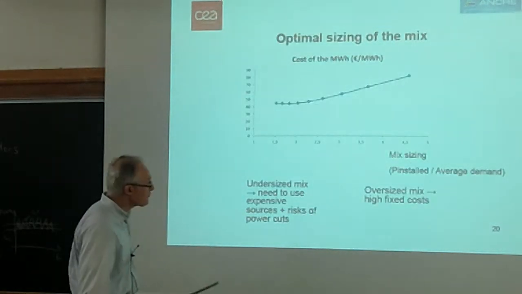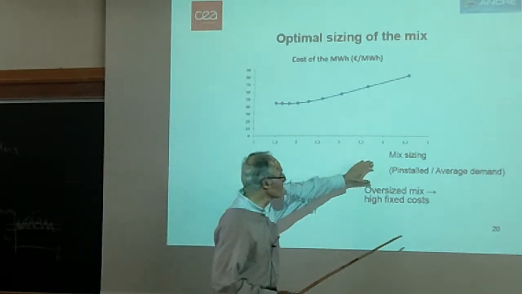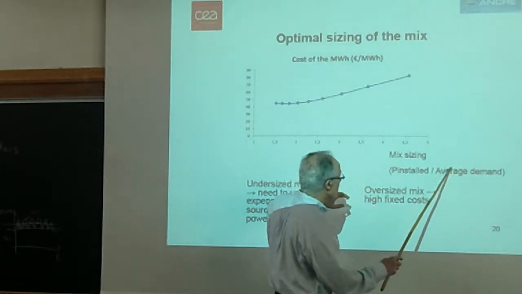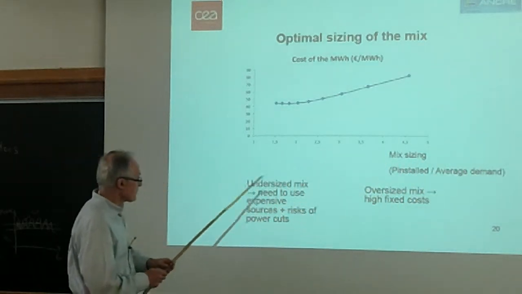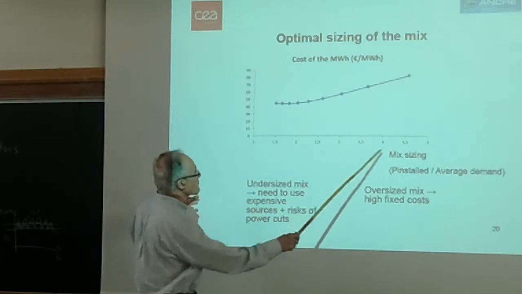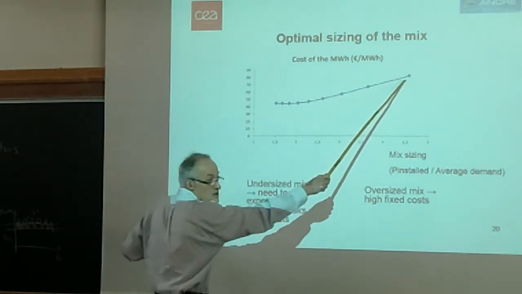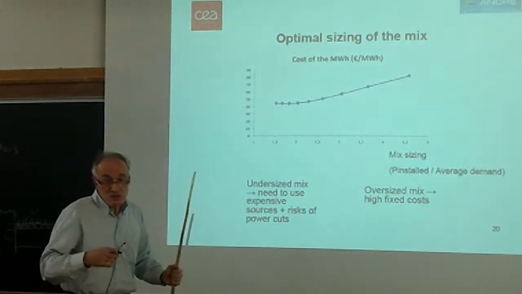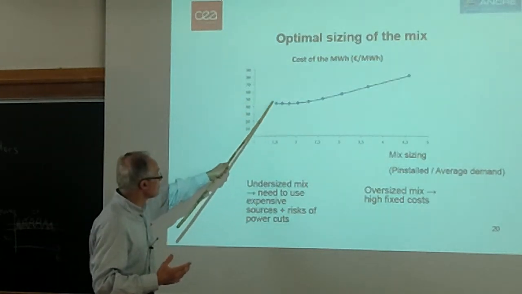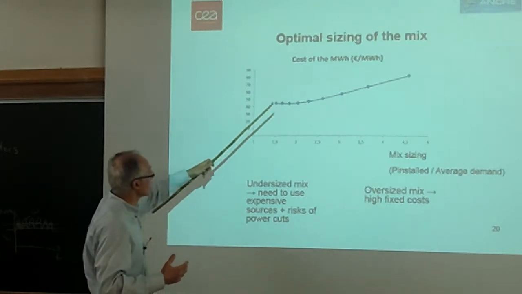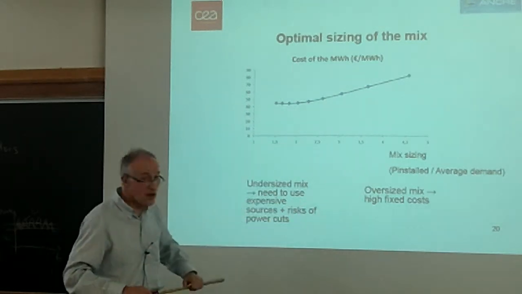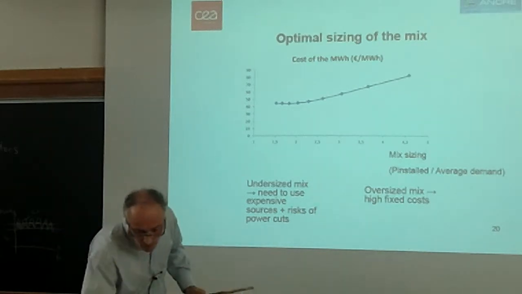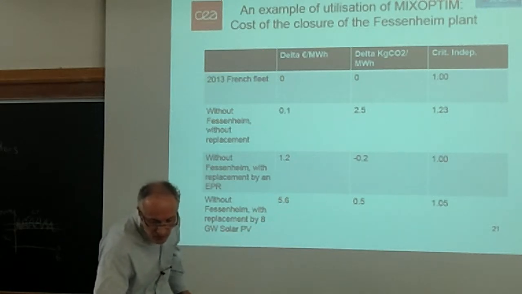So, important result, we are dominated by the fixed cost. There is an optimal sizing of the mix. If I define the mix sizing as the total installed power divided by the average demand, you see that if you oversize the mix, then you are really dominated by the fixed cost. And if you undersize the mix, then you go to more expensive value of the cost of the megawatt hour, because you have to solicit more frequently expensive sources. Okay, so I pass on this.